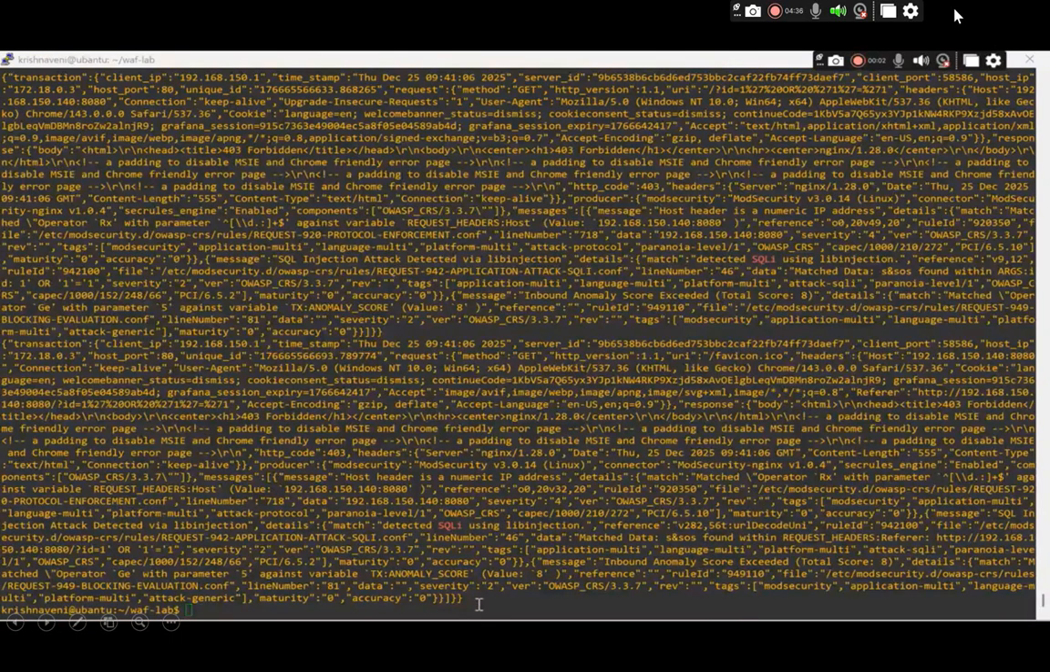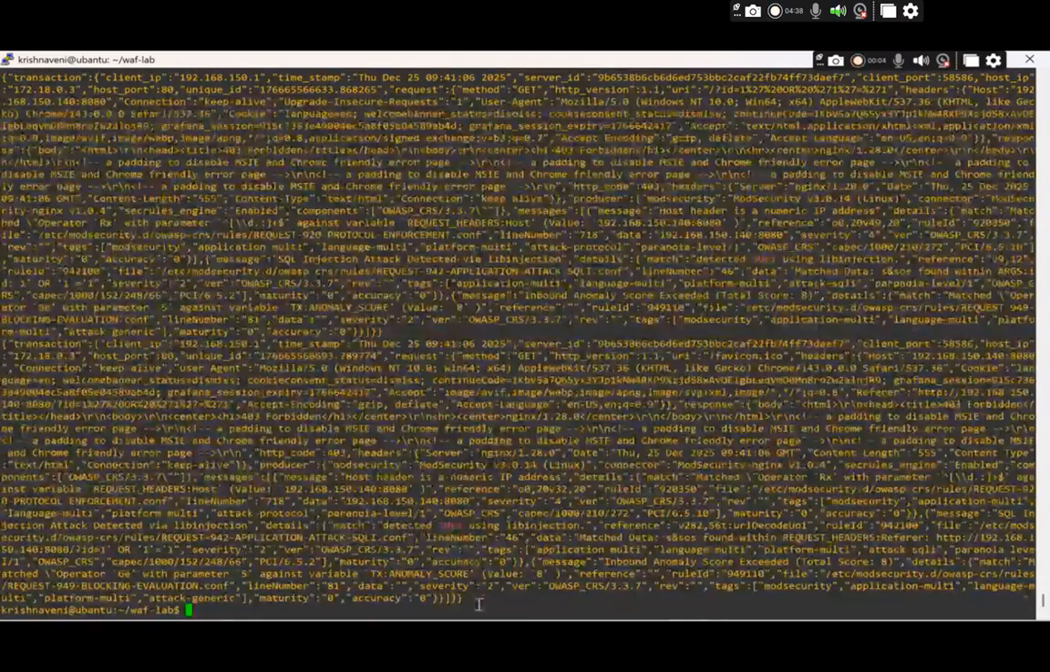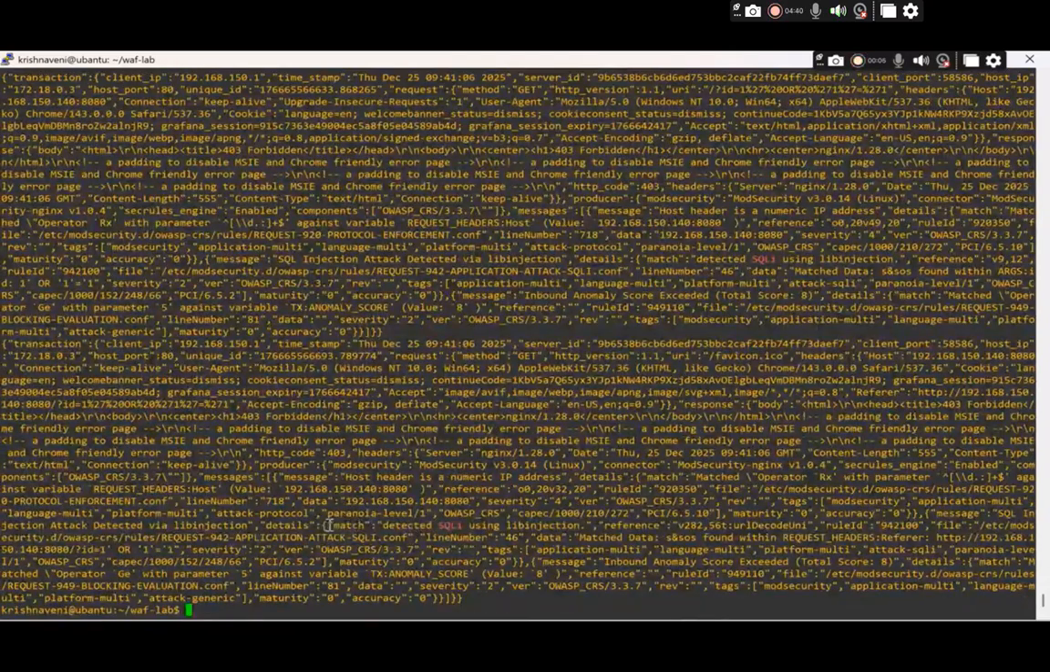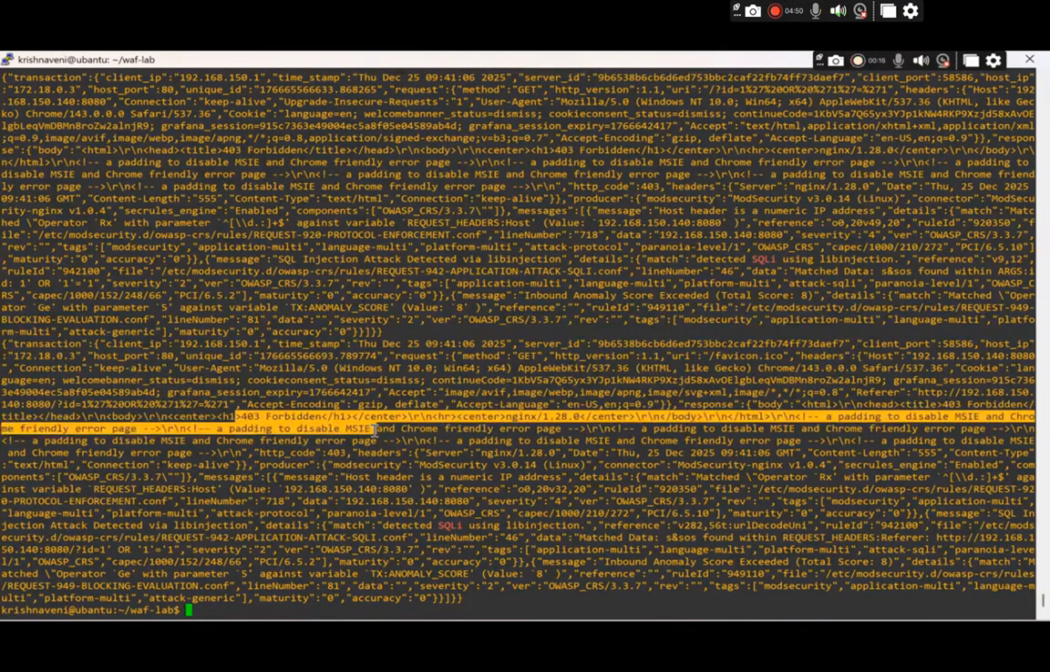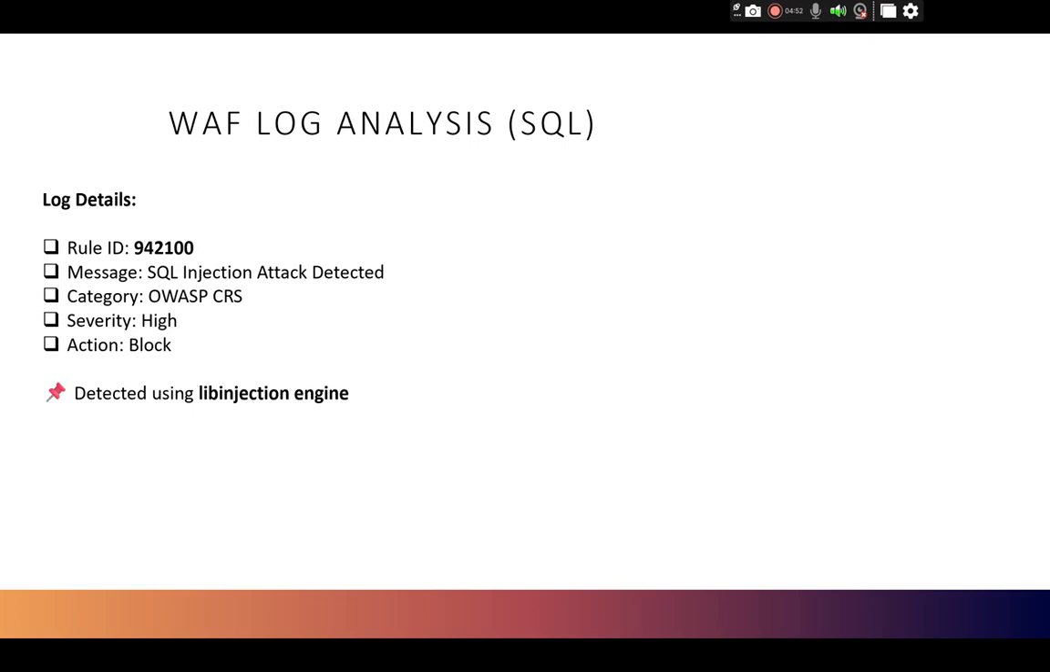Now let's analyze the WAF logs. Here we can see a log entry for SQL injection detection. The rule ID 942100 clearly mentions SQL injection detected using libinjection. This log proves that the WAF correctly identified the attack and blocked it.